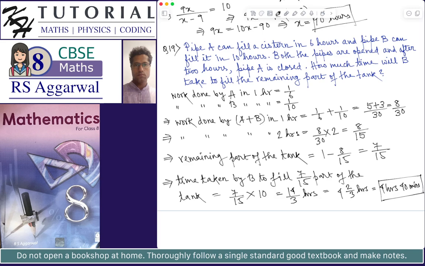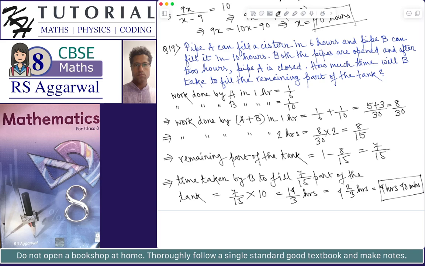7 by 15 multiplied by 10 is 5, 3, 5, 2. So 14 by 3. 14 by 3 is 4 and 2 by 3. So it should be 4 hours and 40 minutes.